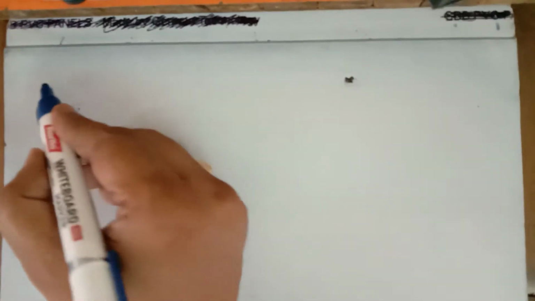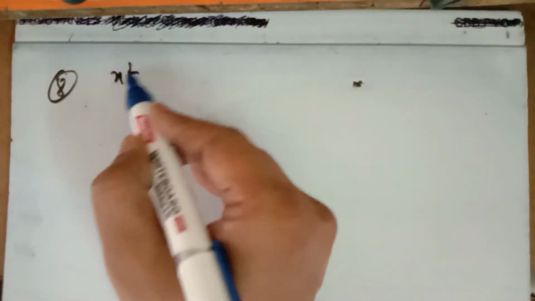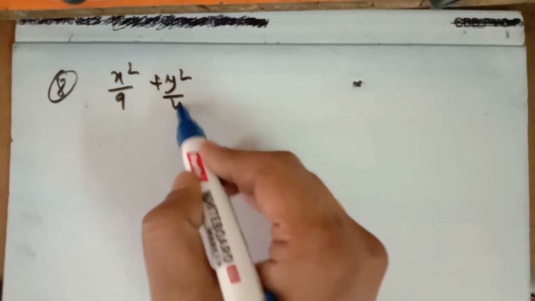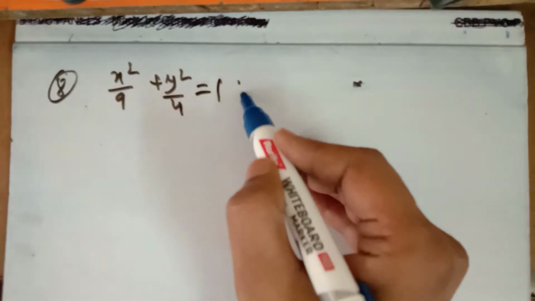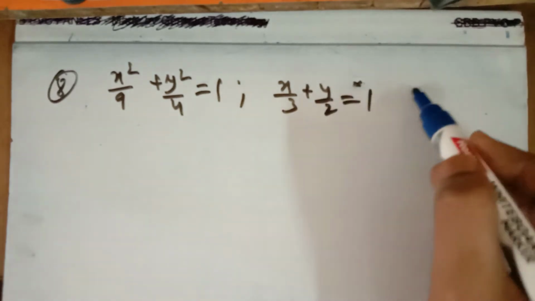Now in question number 8 of the same miscellaneous exercise, you have to find the area bounded by the curves x²/9 + y²/4 = 1 and x/3 + y/2 = 1.